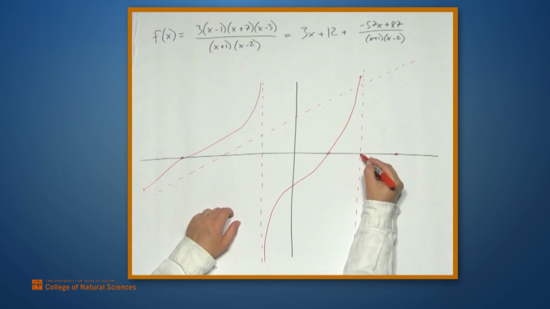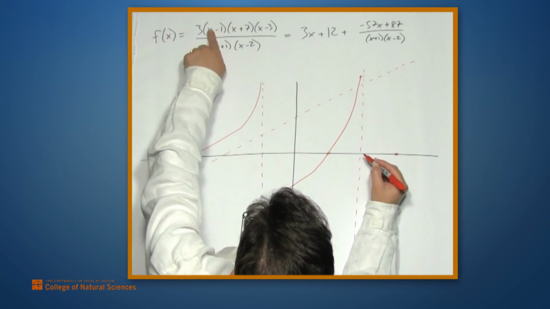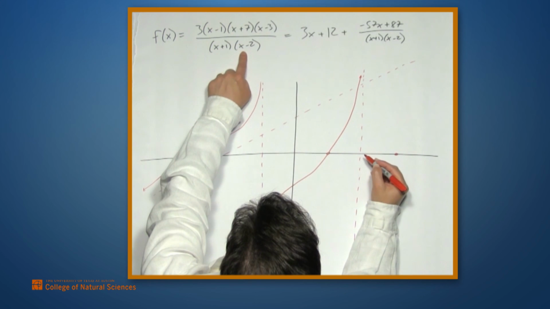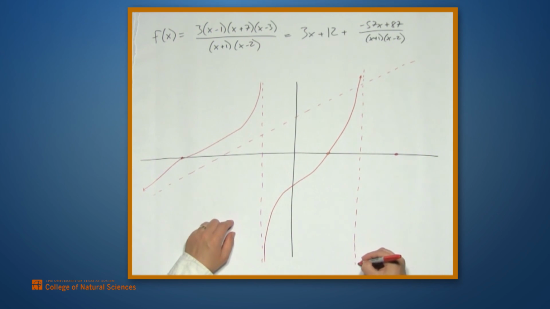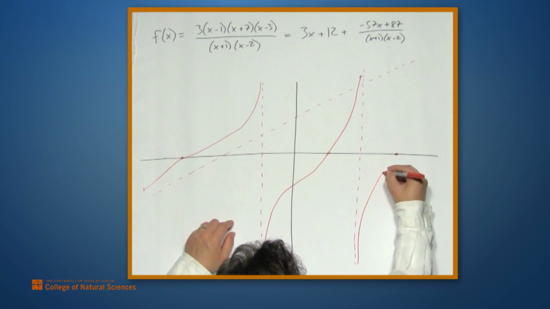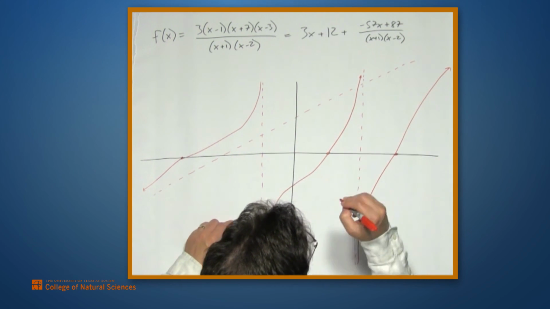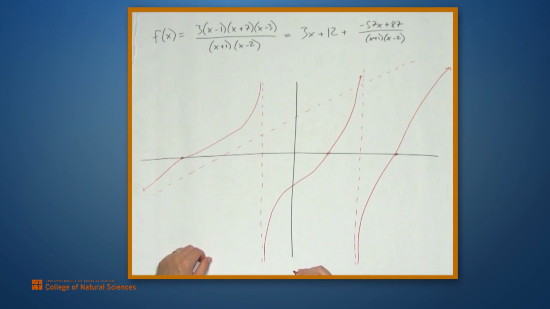If we plug in something slightly greater than 2, these things are still positive, this is still negative, but now this is positive. So on this side of the vertical asymptote, it's going to do something like this. It's going to cross the x-axis, and then in the very long run, it's going to go up and behave like 3x plus 12.